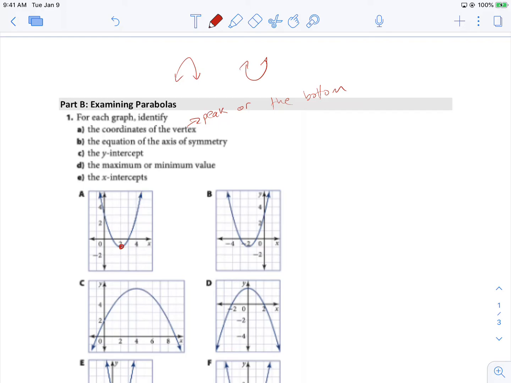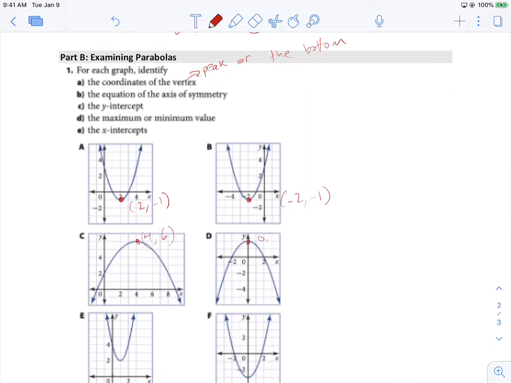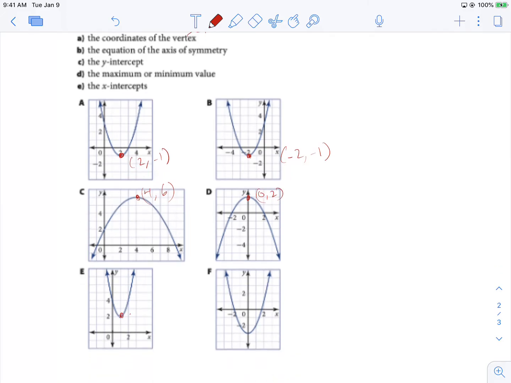Well, it's right there. So that would be at 2, comma, negative 1. This one would have it at negative 2, comma, negative 1. This one would be at 4, comma, 6. This one would be at 0 and 2. This one would be at 1, comma, 2. And this one, 0, comma, negative 3.